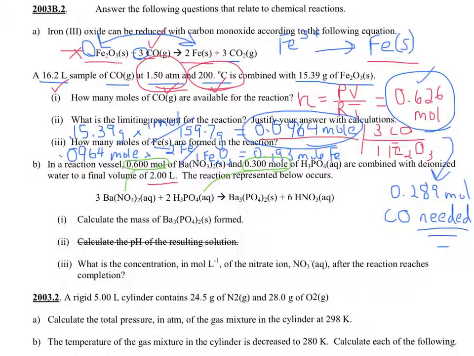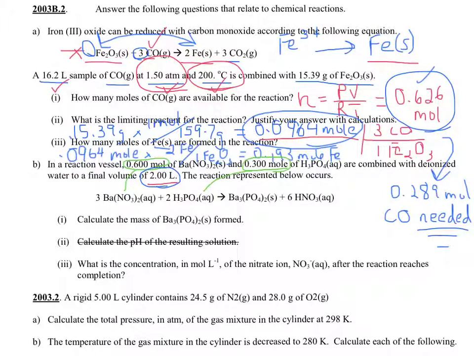Part B has a little more stoichiometry and a bit of a limiting reactant problem, although I hope you'll be able to determine the limiting reactant without even doing a calculation. We have a reaction taking place in an aqueous solution where 0.6 mole of barium nitrate and 0.3 mole of phosphoric acid, H3PO4, are dissolved into 2 liters of water, which is going to come back and be important later.